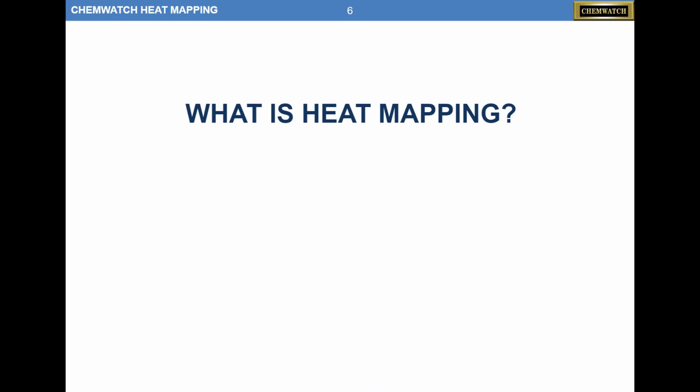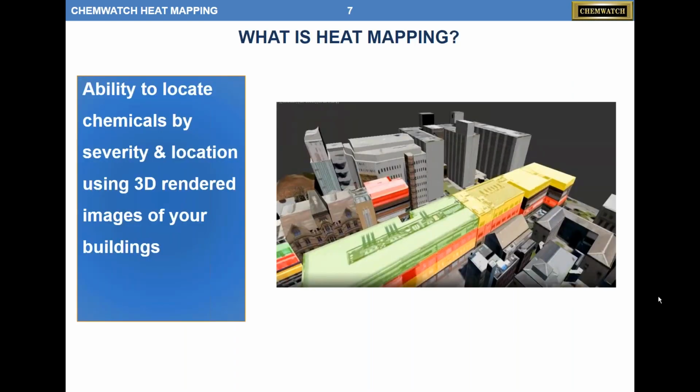So what is heat mapping? How would it address these pain points? Well, what it really is, simply put, is the ability to locate your chemicals by severity and location using 3D imagery, whether it be solid models of buildings, 3D layouts, or 360-degree digital imagery. So it's the ability to locate your chemicals using 3D inputs, images of your buildings.